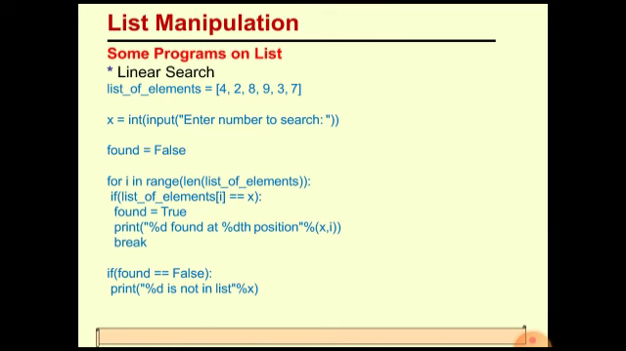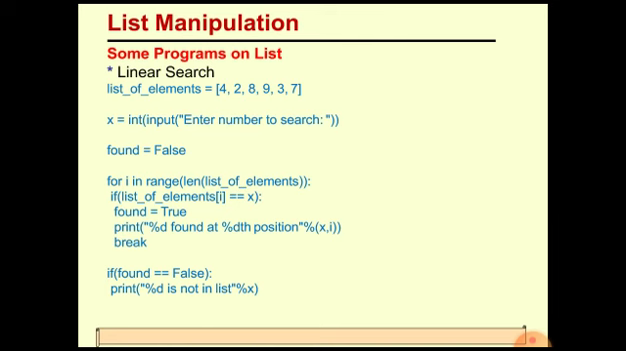For example, let us take the case where the user has entered the value 4. The match for 4 will be found at the first position itself. So what will be printed here? "4 found at 0th position." This will be the case if the user has entered 4, because you will find the matching value in the first iteration itself.